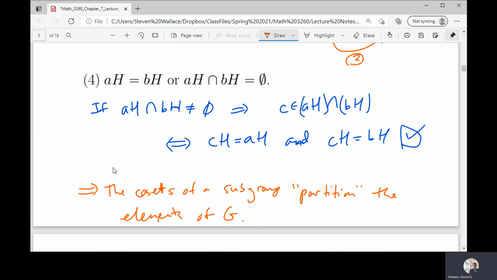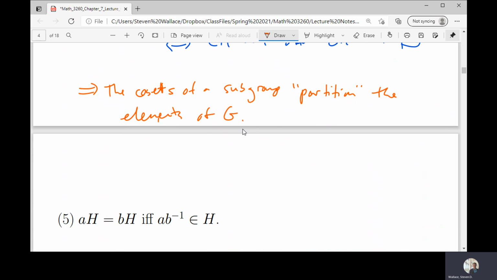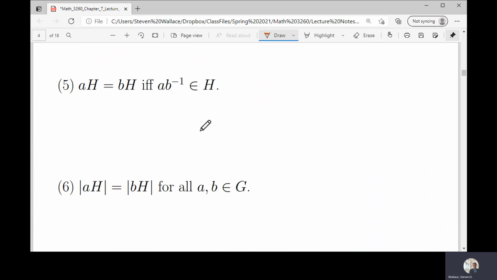Okay. Since, to get a coset, you can take any coset representative as any element from the group G, you get cosets for any element in G, and it's in some coset. And the cosets never overlap unless they're equal. So you get a partition of the elements.